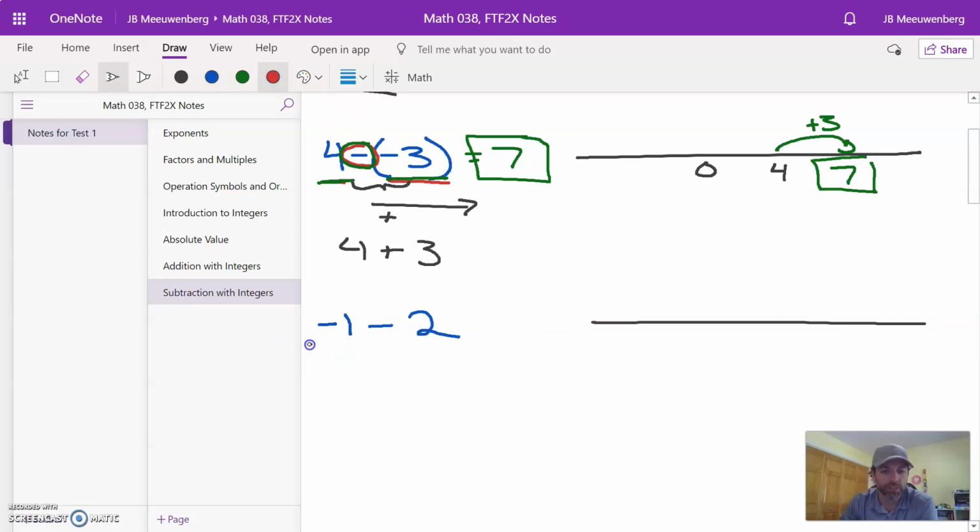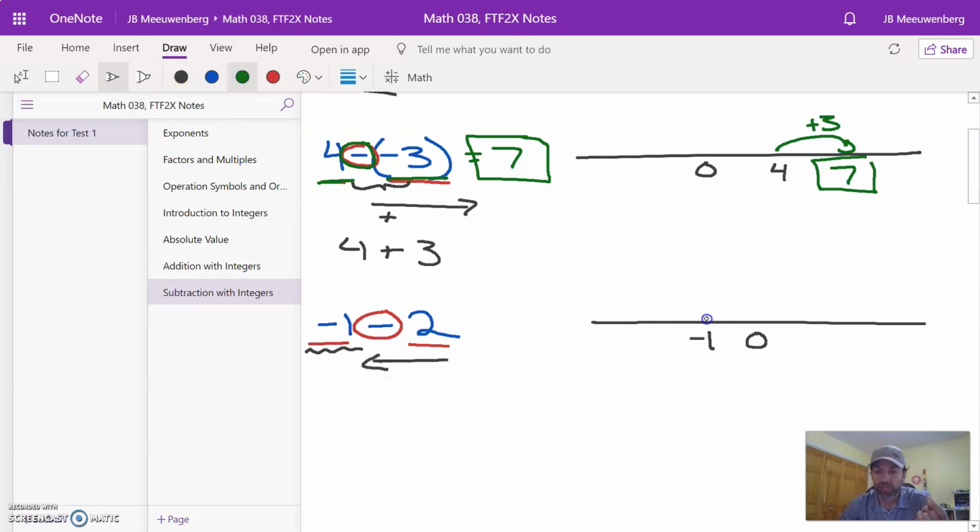We have two integers, negative 1 and positive 2, and the action is subtract. So it's a minus. So go to my number line, start with 0. I'm starting at negative 1, so there's my starting point. And I am subtracting 2. I'm not subtracting negative, I'm just subtracting regular old 2, so I'm going to the left.